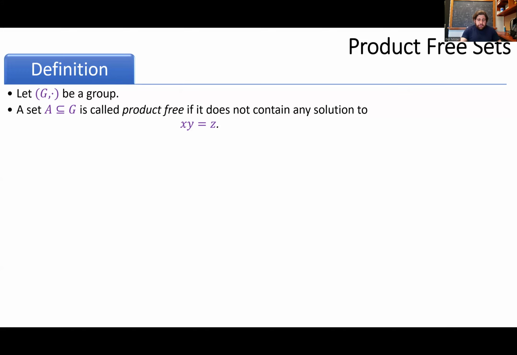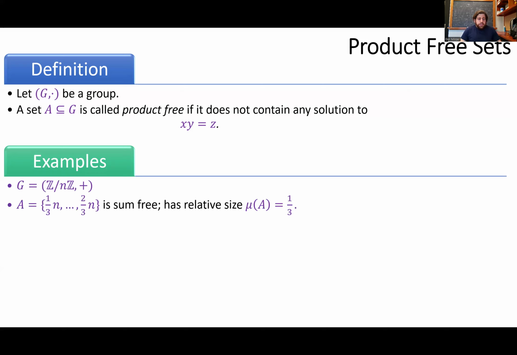So let's consider a few examples. Well, let's take an abelian group. Let's take Z mod nZ with addition as the operation. Well, in that case, we're going to call the product free set a sum free set because the operation is summation. And you can observe that the set of integers between n over 3 and 2n over 3 is a sum free set. And this is also a fairly large set. It contains roughly a third of all of the group. So this abelian group has a very large product free set.